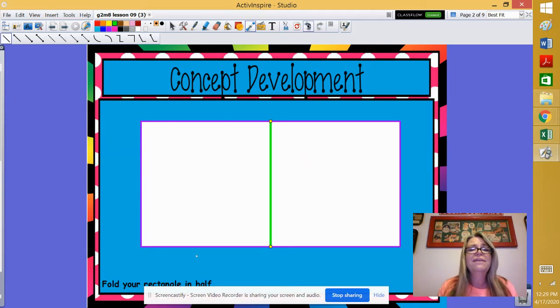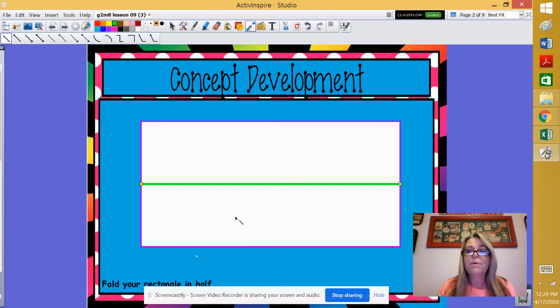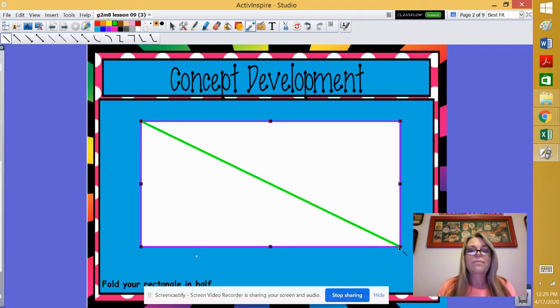No. What if we split it down the middle this way? Is this part the same size as this part? Yes. Is that the only 2 ways that we could partition this rectangle? Think about it. Well, what if we went from corner to corner? Is this part the same size as this part? Yes. So sometimes there's more than one way to partition a shape into equal parts.